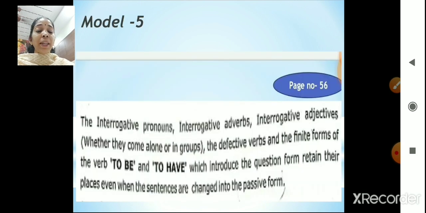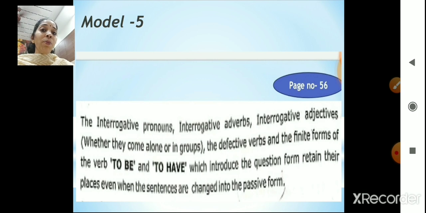Model 5 tells us the interrogative pronoun, interrogative adverbs, interrogative adjectives, whether they come alone or in groups, the defective verbs and the finite forms of the verb to be and to have. All these things which introduce the question form in a sentence retain their places even when the sentences are changed into the passive form. So if you remember interrogative pronoun, I explained it to you.